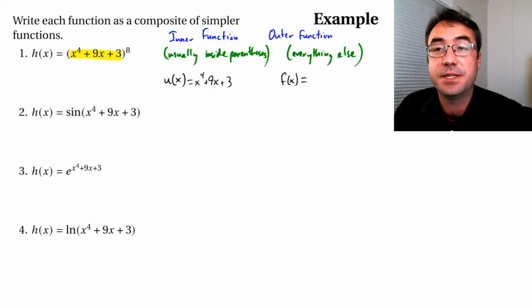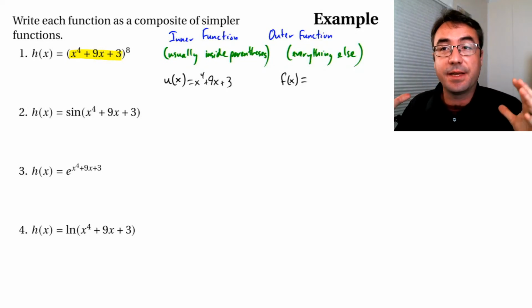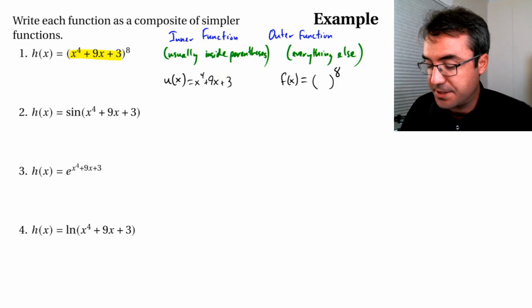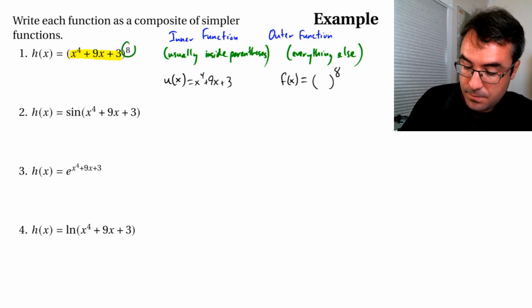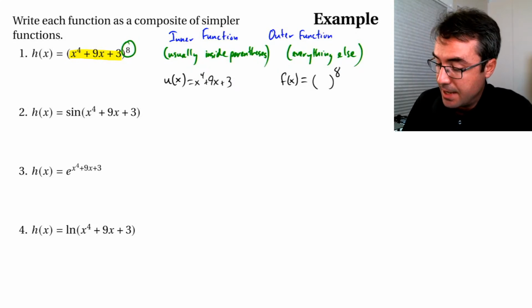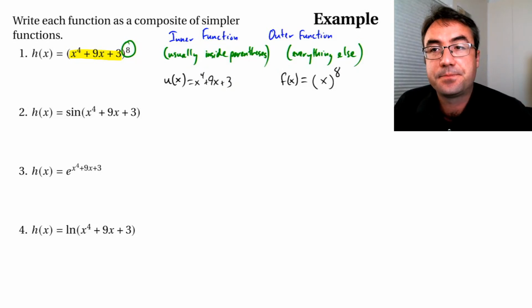It's inside the parentheses. And then f of x, our outer function, it's what happens last. It's outside of everything. It's everything else. And so it's that raised to the power 8 that we're seeing here, this exponent 8. So it's the power function raised to the power 8. And to give it a variable, we'll call it x raised to the power 8. So we've broken this function down into 2 simpler functions, an inner function and an outer function.